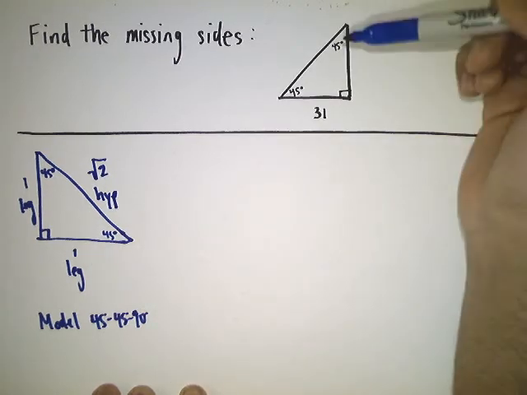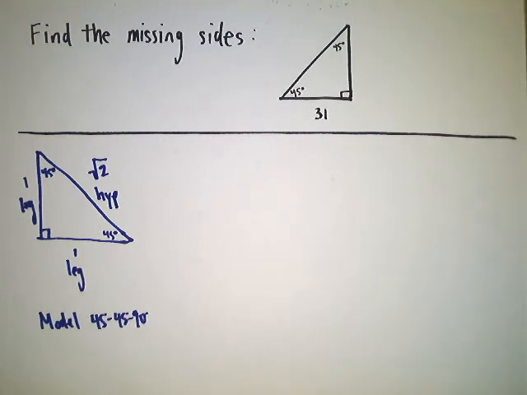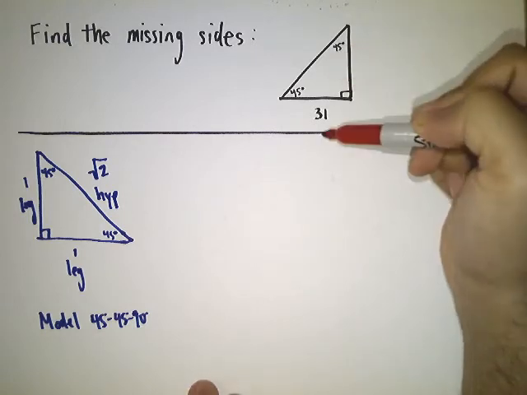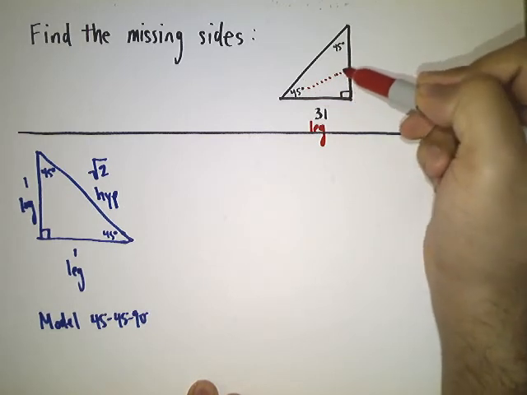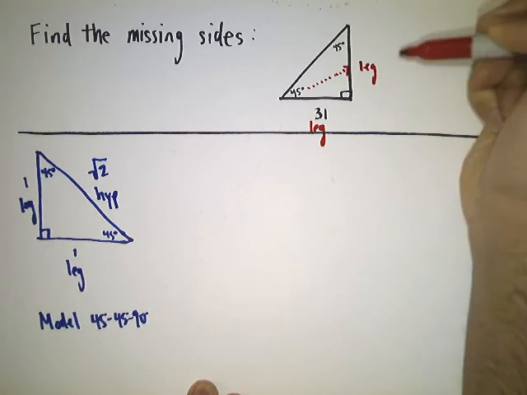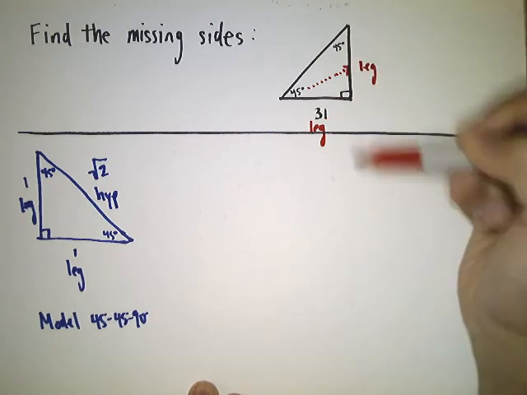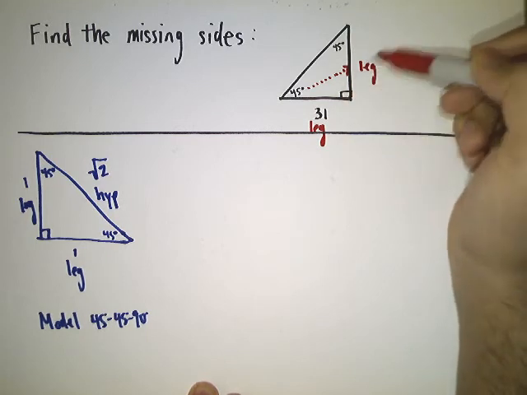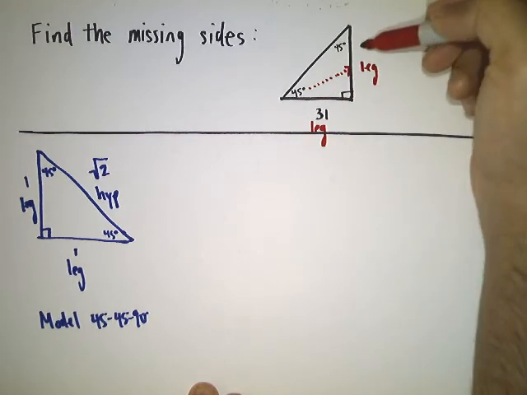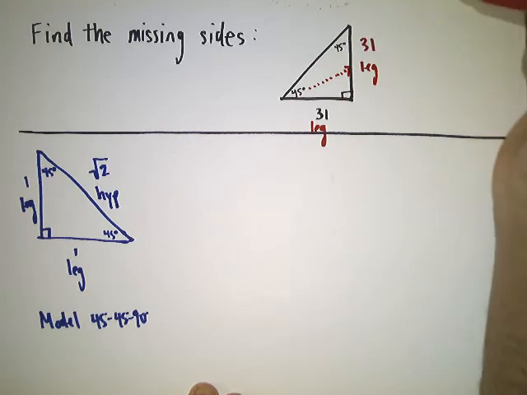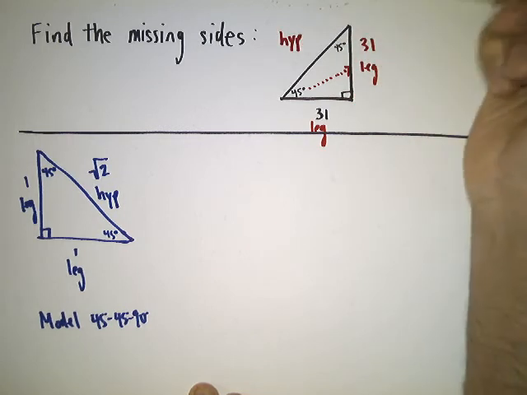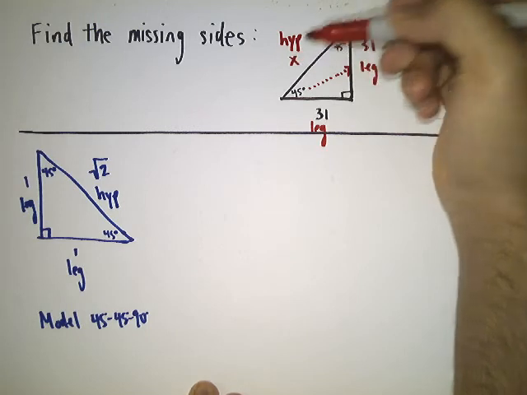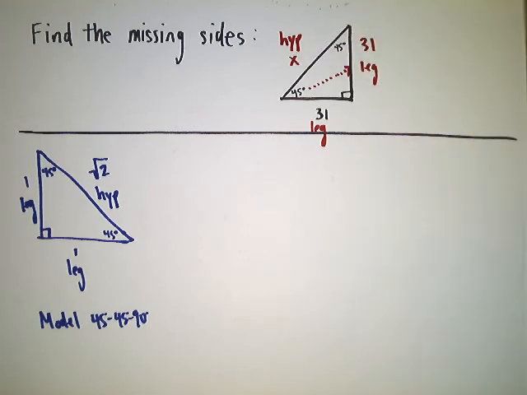Then let's go back and label right here in the problem triangle. Opposite from the 45-degree angle, that's going to be a leg. Opposite from this 45-degree angle, that'll also be a leg. Since we know that this leg is 31 units, and the two legs of a 45, 45, 90 have to be the same length, that's 31 units as well. Now opposite the 90-degree angle, that's going to be the hypotenuse, but we don't know how long that is yet. So for now, let's just call it x. That's going to be what we'll have to figure out.